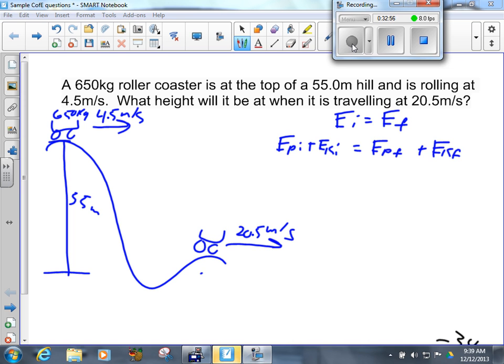Then I put in the formulas for these things. Are any of those 0 in this situation? No, they all have some non-zero value. So mghi plus 1/2 mvi squared equals mghf plus 1/2 mvf squared. I am looking for hf. What should I move first?